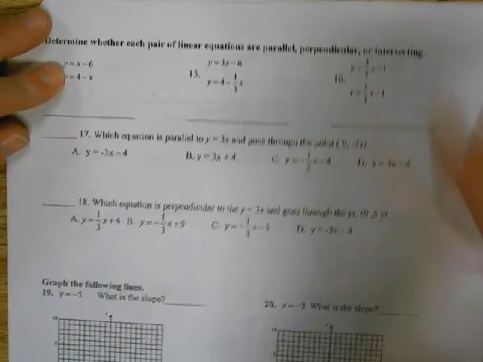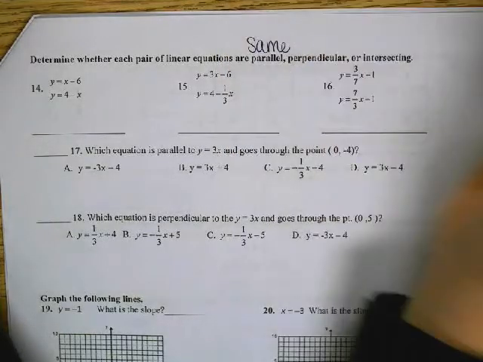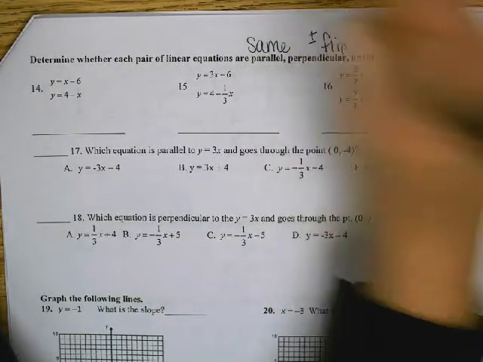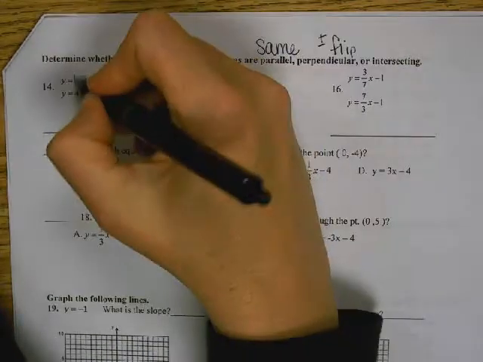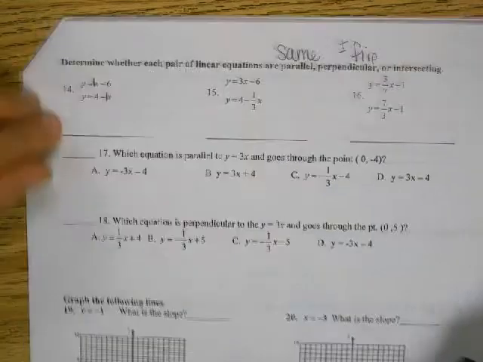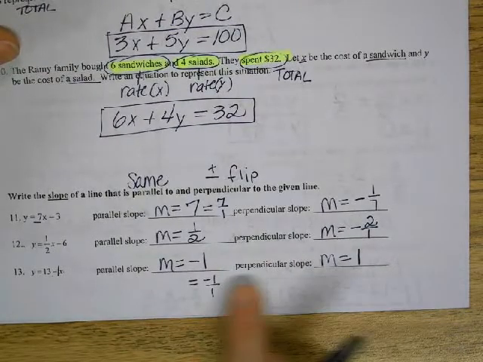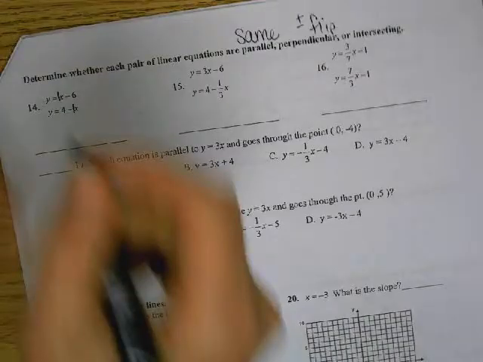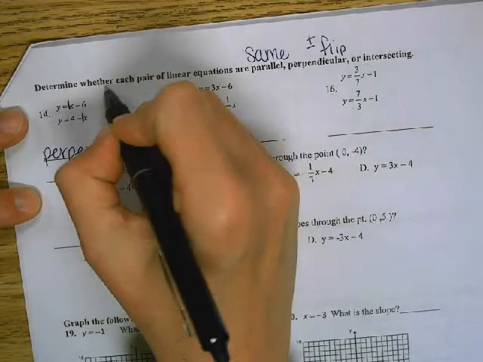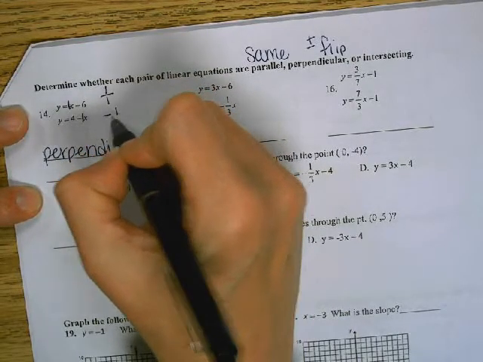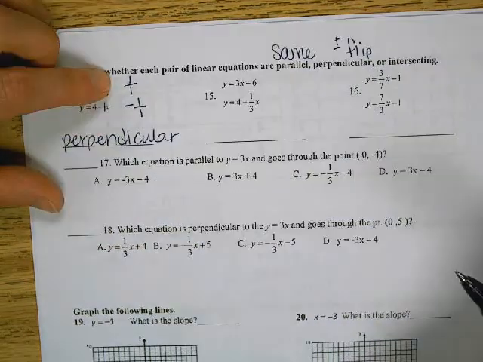Next section. Determine whether each set of lines is parallel, perpendicular, or intersecting. Remember, parallel means same slope, perpendicular means positive, negative, flip, and intersecting means not the other two things. Look at number 14. We've got 1 and negative 1. Didn't we just do that? Well, let's look. Yep, 1 and negative 1 created perpendicular slopes, so we say these two lines are perpendicular. Remember, this slope is 1 over 1, this slope is negative 1 over 1. Can't really tell that it's flipped, but technically it can be. And then 1 is positive and 1 is negative.